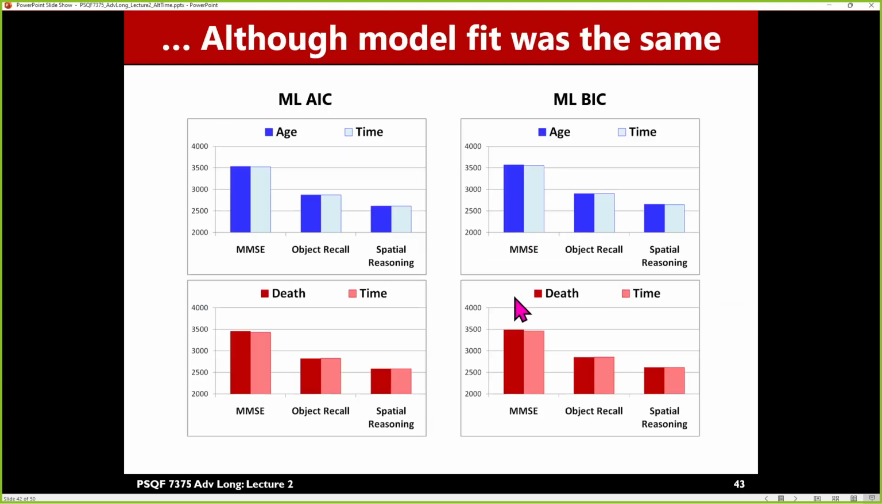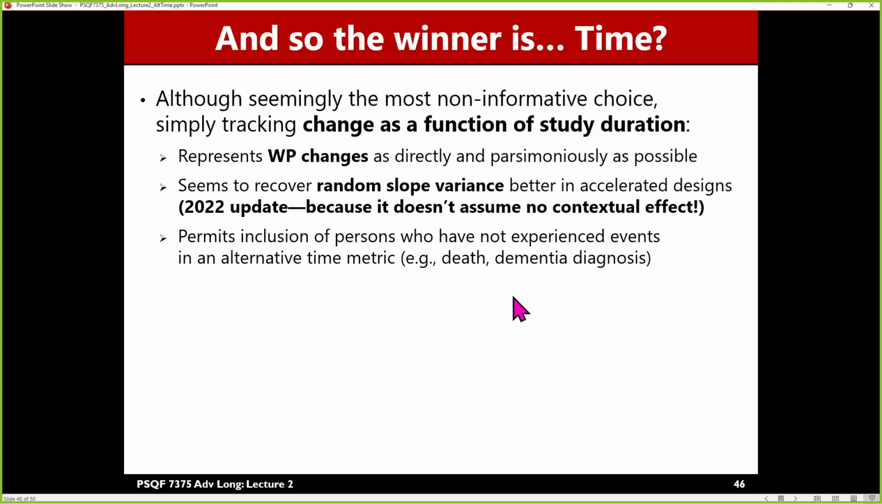All right. Okay, so the winner is time. That's the take-home message of the talk here. Tracking change as a function of time in study represents it directly, parsimoniously, makes no assumptions about how people align onto a trajectory, doesn't assume any contextual effects are zero, doesn't assume age convergence. It permits people who don't necessarily have certain events.